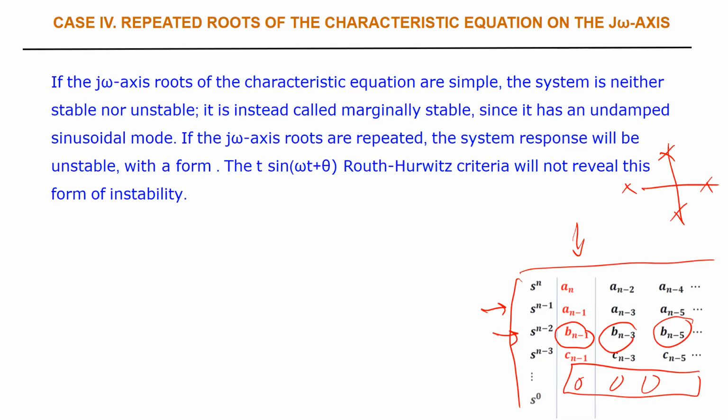So you think it will be stable. However, the reality is that if I have a double pole in here on the j omega axis, the impulse response is going to be unstable and the system becomes unstable.